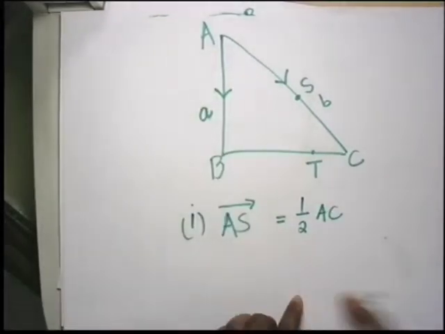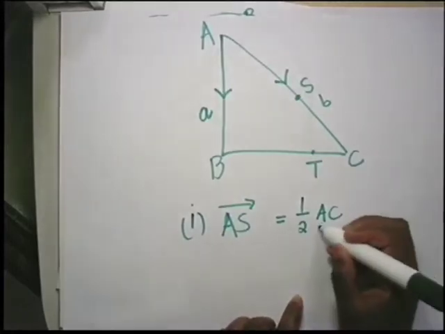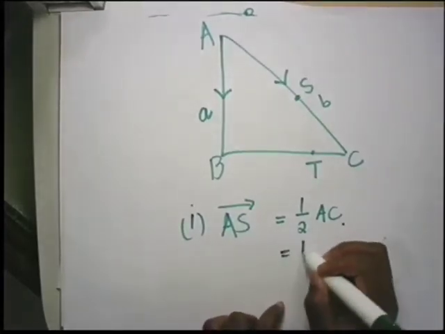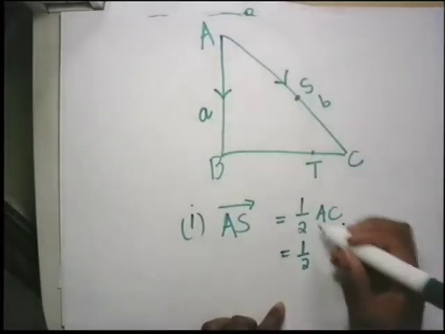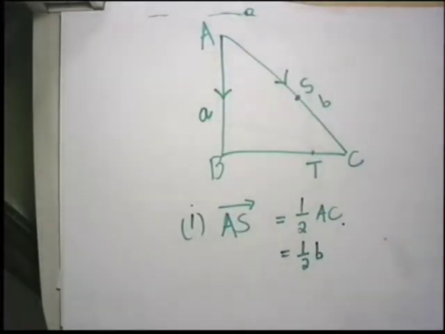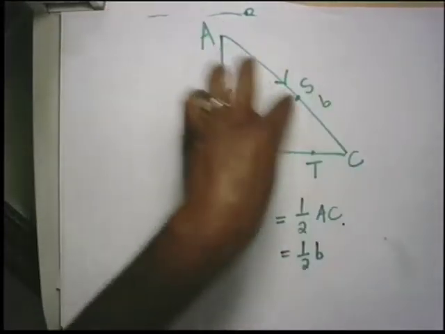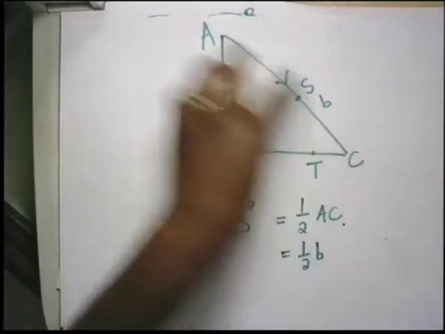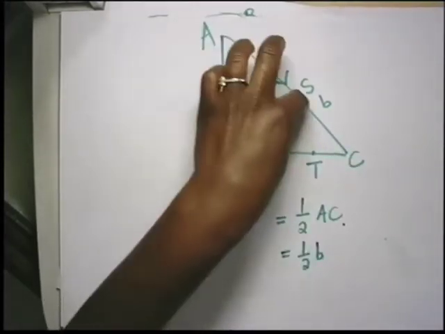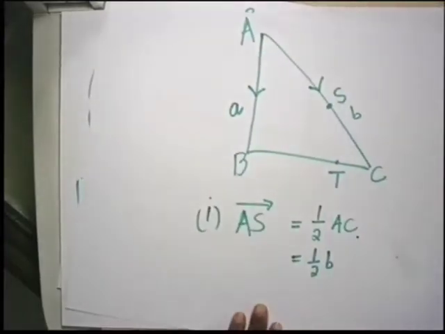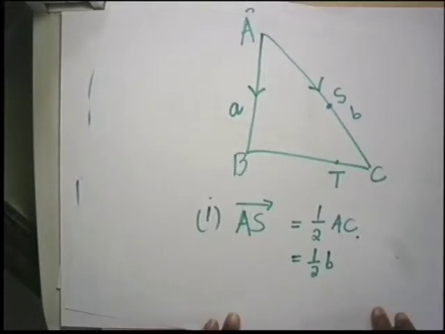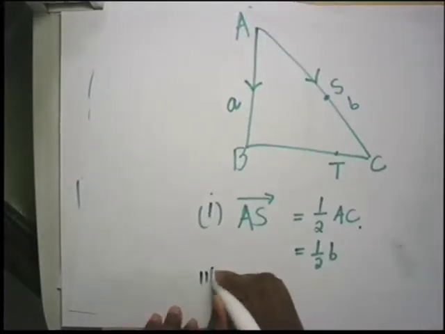But it said in terms of a and b. We cannot choose AC here. Instead, we can use what? This AC is denoted by b, so it is half of b. As simple as that. AS is half of b. You can see AS is halfway of this b, AC, as you can see in the instruction, is what is given there. All right, that is the first question.